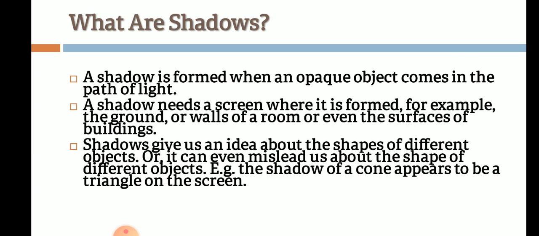So the question is, what are shadows? Dear students, a shadow is formed when an opaque object comes in the path of light. A shadow needs a screen where it is formed, for example, the ground or walls or even the surface of buildings. These shadows give us an idea about the shape of different objects, or they can even mislead us about the shape of different objects. For example, the shadow of a cone appears to be a triangle on the screen.